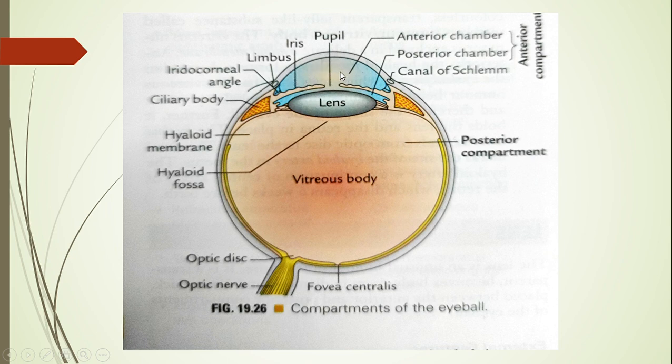If any blockage occurs, the pressure increases. From the canal of Schlemm, the aqueous humor passes into the anterior chamber and posterior chamber. So any blockage in the passage of the aqueous humor can lead to a clinical condition known as glaucoma, in which the intraocular pressure, the pressure inside the eyeball, increases and can lead to blindness. This condition is known as glaucoma.